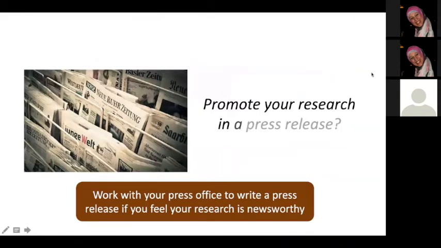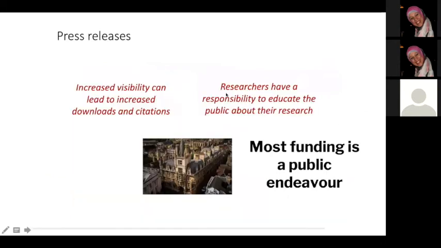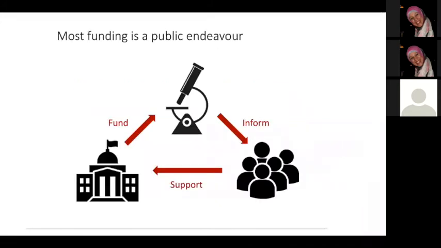So we do encourage people to work with your press office, write a press release. If you feel that your research is newsworthy, start to think about how you can promote your research, how you can build that network, because of course, increased visibility leads to increased downloads and citations. We've got a responsibility as researchers to educate the public about our research, because of course, where does the money come from?